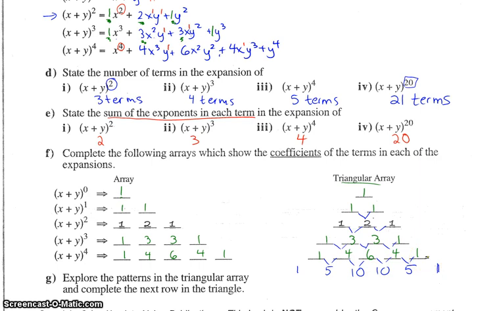If you guys want to try and do the next row, pause your video, and then I will complete that for you. You can check it. Okay, so that next row would have been 1, 6, 15, 20, 15, 6, and 1. Hopefully you got that as well. Okay, let's look at the next page.